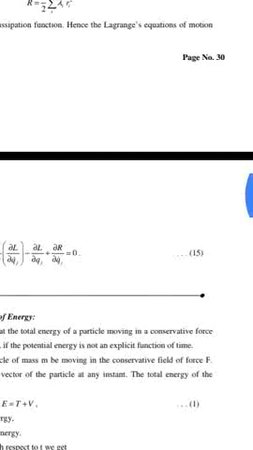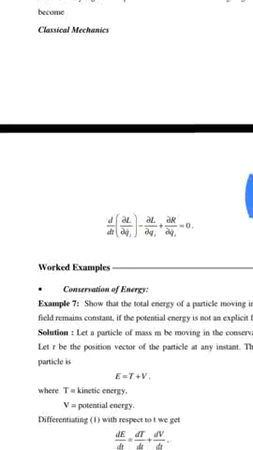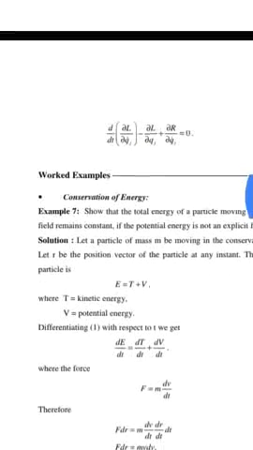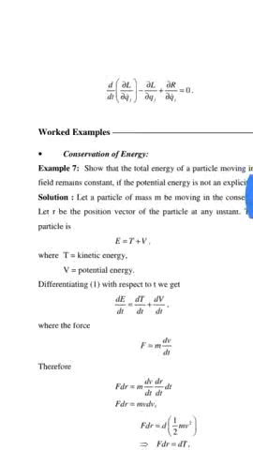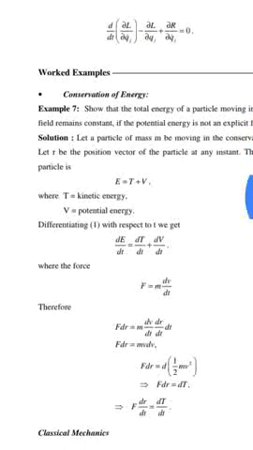Hence, the Lagrange equation of motion for a non-conservative and partially conservative system is d/dt(∂L/∂q̇_j) − ∂L/∂q_j + ∂R/∂q̇_j = 0.